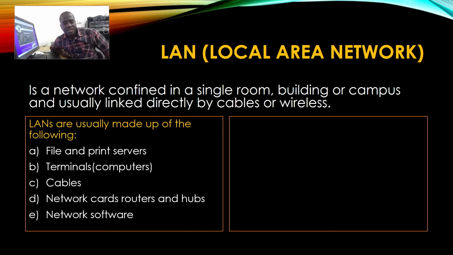Basically, what comprises a local area network? We'll talk about servers, usually file and print servers. There are also terminals, which are actually the computers, and there are a lot of cables that connect these devices. And then we talk of network cards, routers and hubs, as well as network software. We will talk about these in detail when we talk about equipment required to create networks.